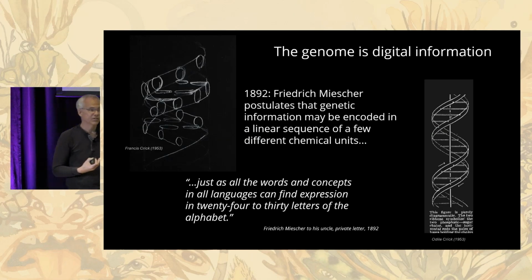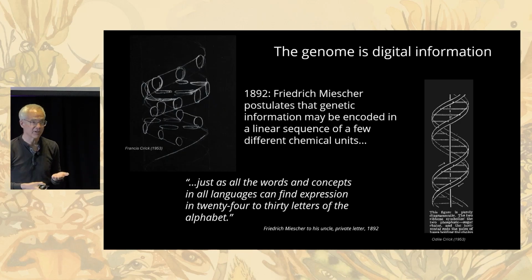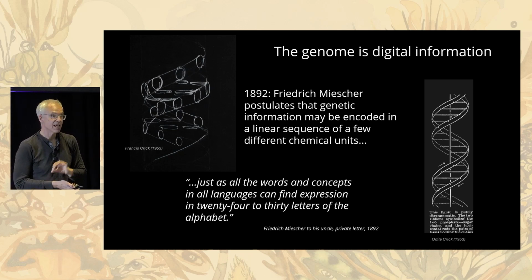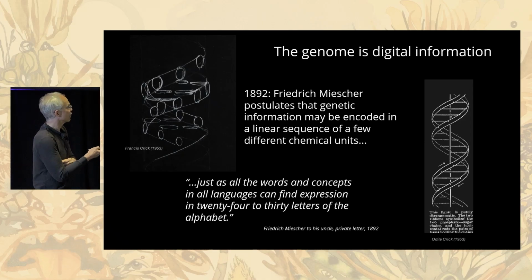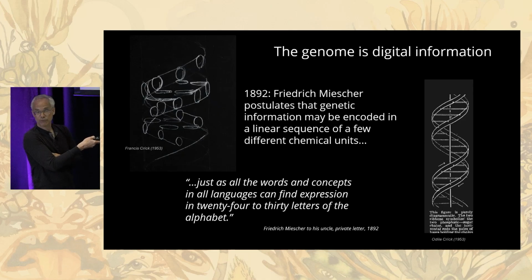The reason that I can do this is because genetics is based on digital information. DNA is digital information. I can read it like a string. I can try to interpret it like a string of letters. That idea weirdly goes way back. Ironically, the first place that people have been able to find it is in a letter by this guy, Friedrich Miescher. He's the discoverer of DNA.